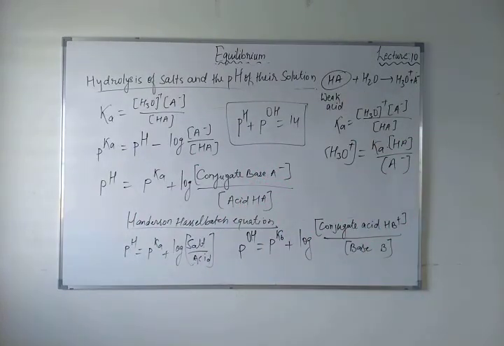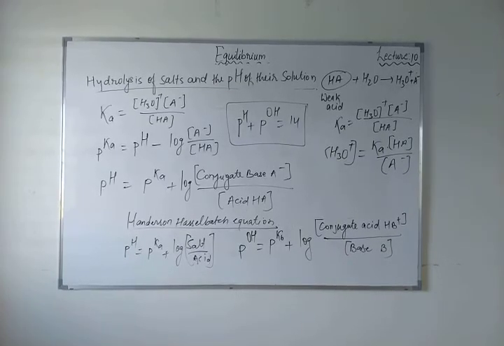As you know, according to this formula, pKa plus pKb is equal to pKw. On putting this value, it will be pKw minus pH is equal to pKw minus pKa plus log conjugate acid BH plus upon base B, or pH is equal to pKa plus log conjugate acid BH plus upon base B. So remember, dear students, this for the buffer solution.